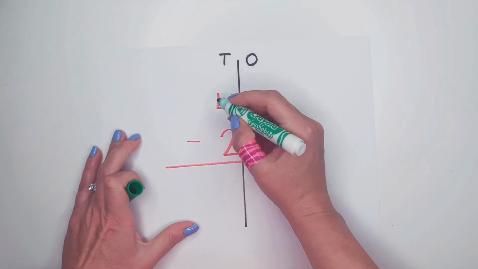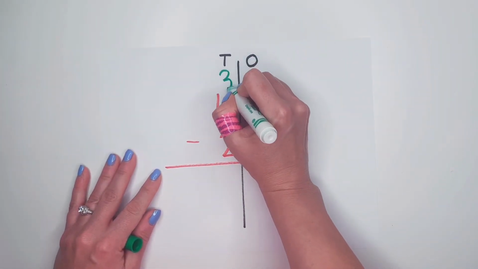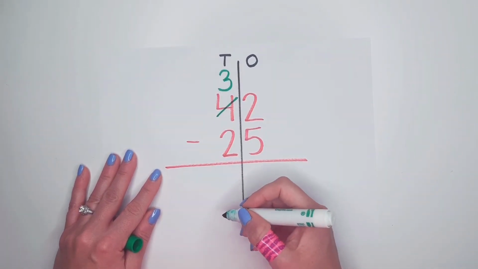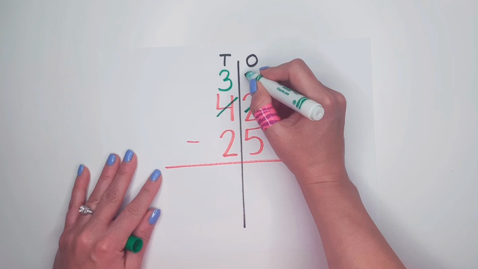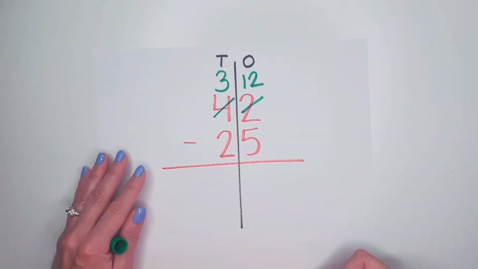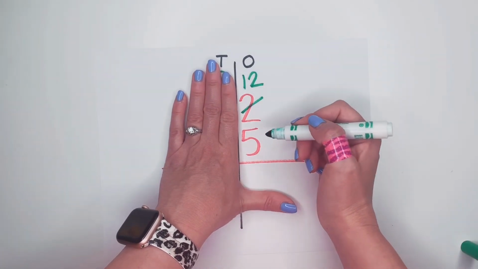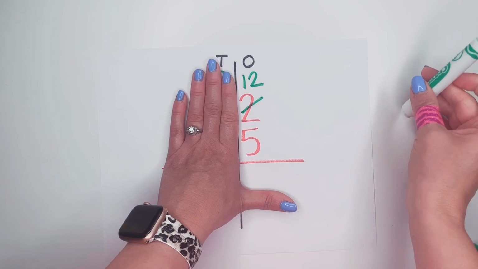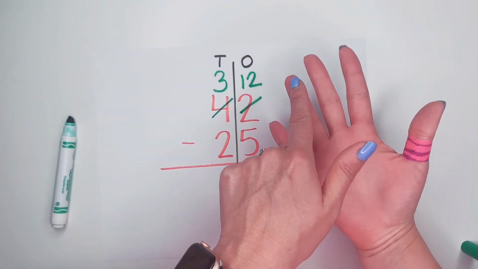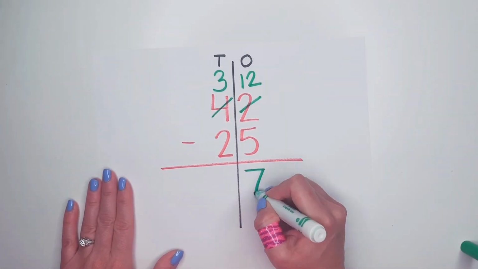So let's cross out our 4 because that's 4 tens. That's going to turn into 3 tens. We're going to give that 10 to our ones place. So it's no longer 2, it turns into 12. Now we can subtract. So 12 minus 5. I'm going to put 12 in my head and subtract 5. So 12, 11, 10, 9, 8, 7. So in our ones place, we have 7.